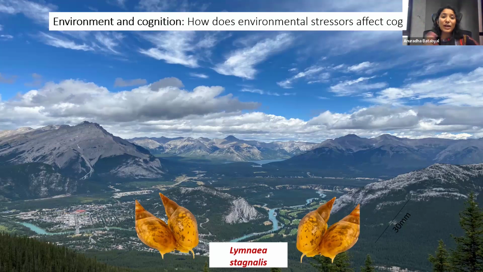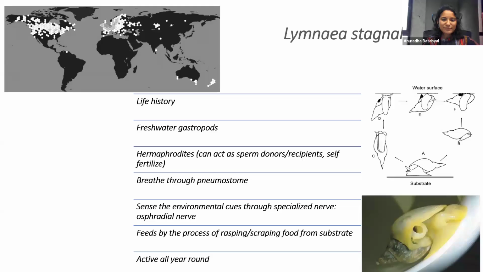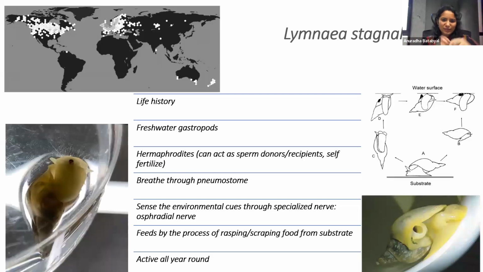So I try to look at the environment and cognition, how different environmental stressors would affect cognition and decision making. So these are the pond snails. They're called Lymnaea stagnalis. Very basic. They are freshwater gastropods. They are very widely distributed across North America. They are hermaphrodites, so both male and female organs are in the same organism. So they can self-fertilize. They can also mate with each other. They can sometimes be males, sometimes be females, whatever they want to be.